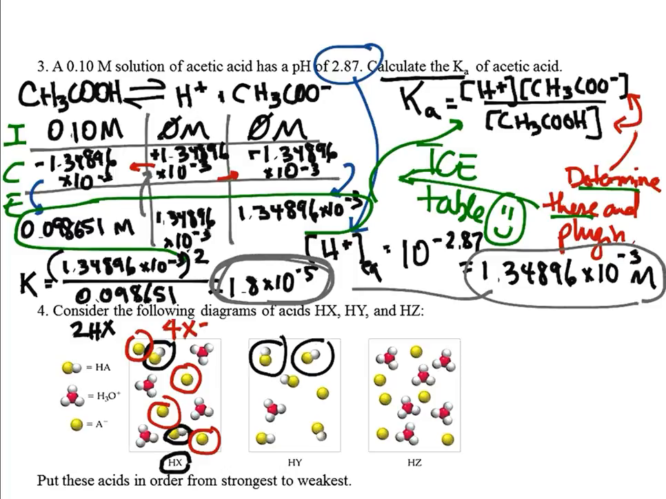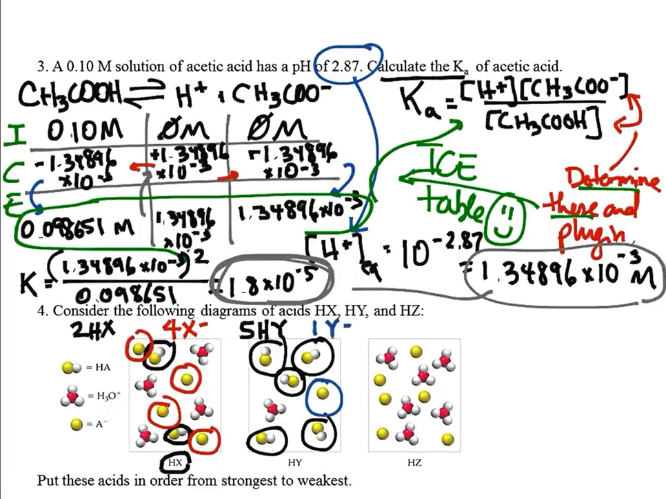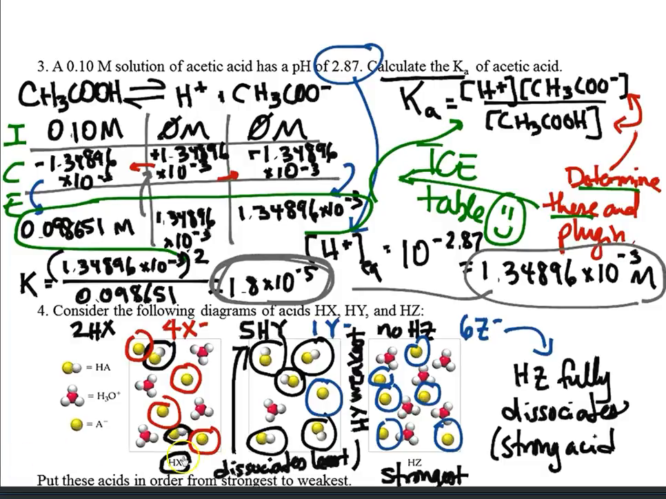Now if we look at HY, there are 1, 2, 3, 4, 5 intact acids and just 1 dissociated conjugate base. If we look at HZ, there is no intact HZ left. It's only Z minus. 1, 2, 3, 4, 5, 6 of those, 6 Z minuses. This is fully dissociated, which means that it is a strong acid, which means HZ is the strongest. HY is the weakest, and I know that because it dissociates the least, and therefore it is the weakest, right? So there's more intact HY molecules than there are of the others, and therefore the order from strongest to weakest would be HZ, then HX, and then HY.